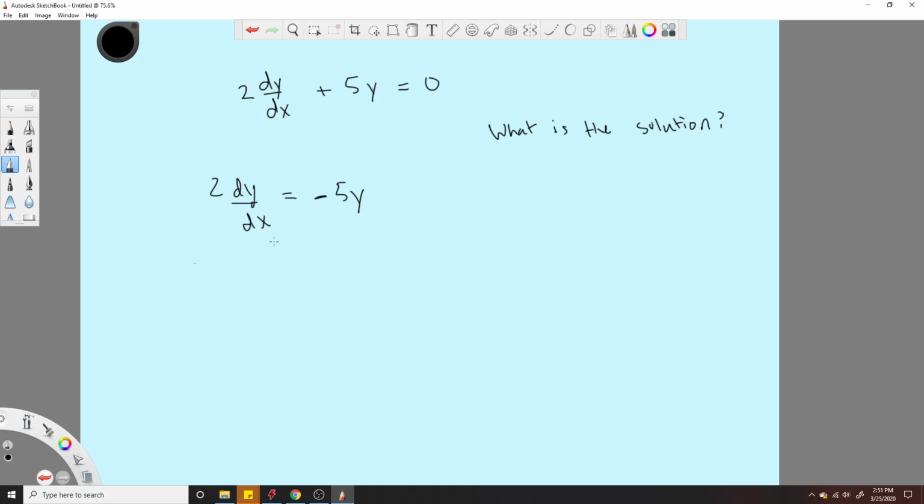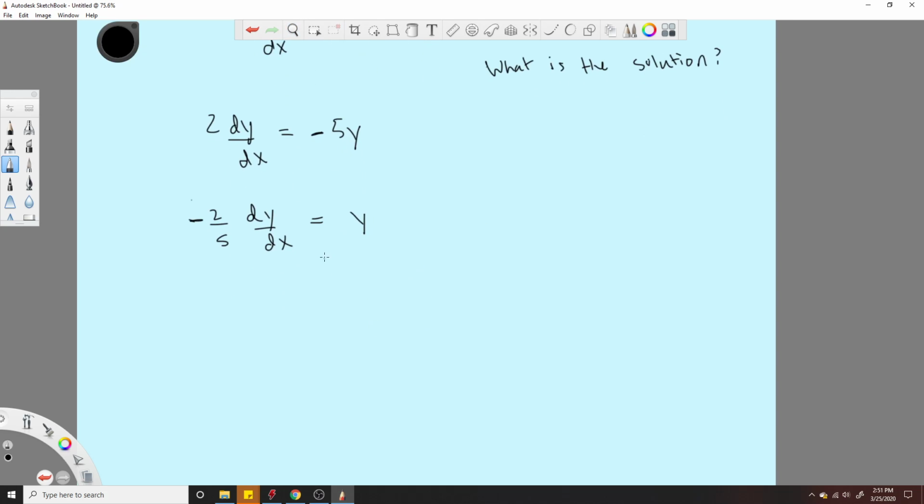Let's go ahead and divide it by 5 as well. So we'll have negative 2/5 dy dx equals y. I'm doing this not the most efficient way.